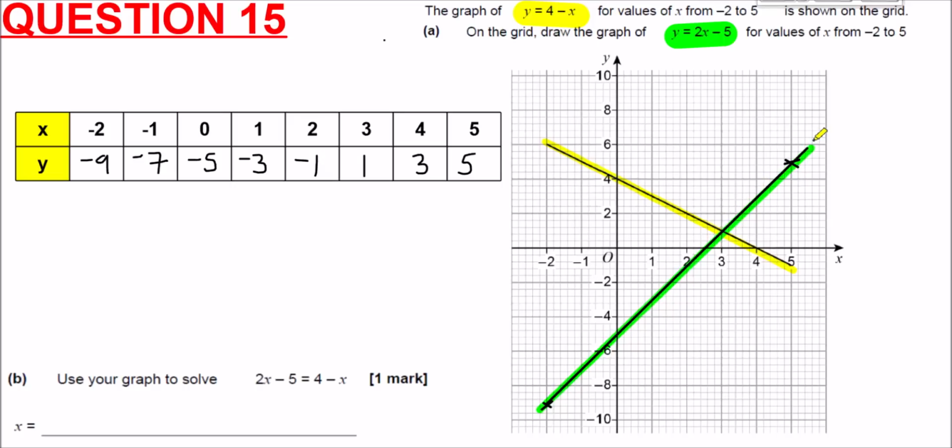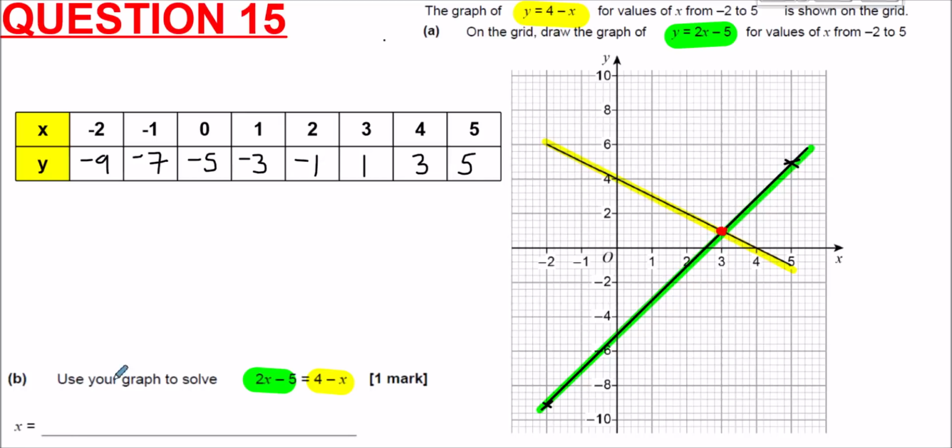Now part B says use your graph to solve 2x minus 5 equals 4 minus x. And so if we notice 2x minus 5 is what we just plotted, this green line here, and 4 minus x is the yellow line. And so the green is the same as the yellow where the graphs cross. So where the intersection of the lines is the solution to this question.